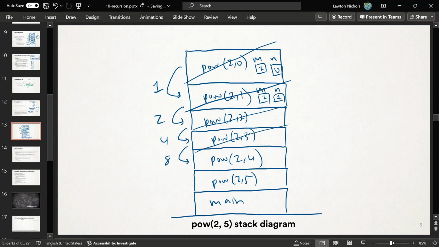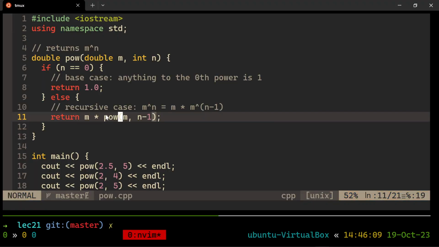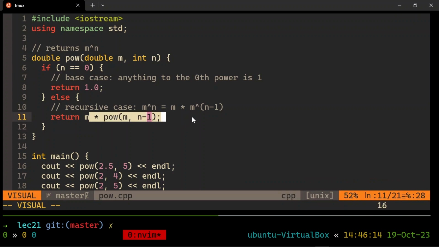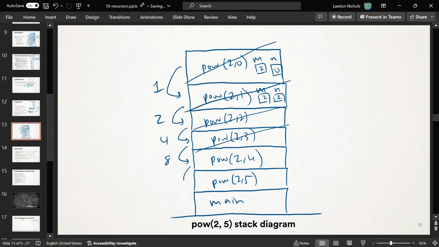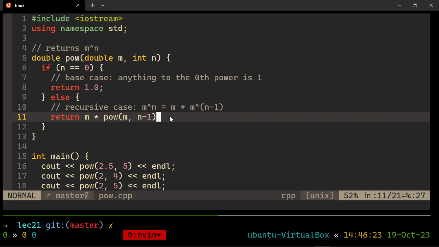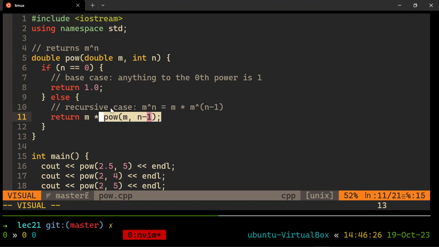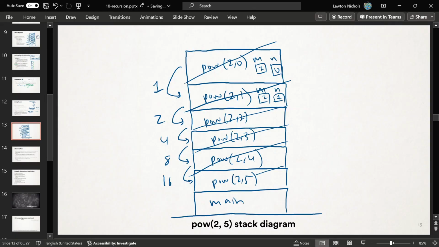Yeah? And then pow 2, 4. We're back in pow 2, 4, which is waiting on pow 2, 3 to multiply its 2. And then it can return that answer now that it can compute that. So it can give back 16 to whoever called it. And then pow 2, 5 was the last original call. It was waiting on pow 2, 4. It finally got an answer back. It was being built up slowly but surely. It can multiply its 2 by that and return its answer. Back to main, back to whoever called it. And that's your 32. And then main was sending that to cout. 32 we saw on the output.